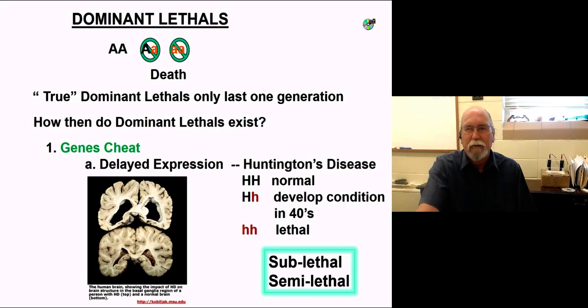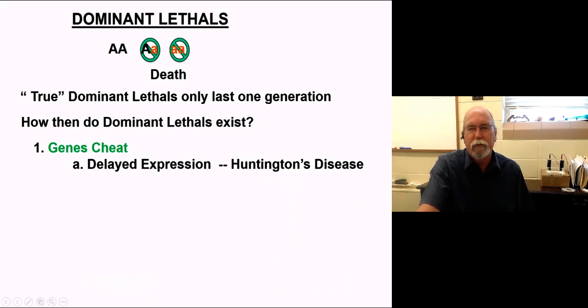But semi-lethal, the whole population may have the allele, even though it's going to kill you, it has the capability but doesn't quite do that. All right, and we'll talk a little bit about that in a moment. But let's think about those terms in the other way that you can have this system. So delayed expression is one way that they can cheat.